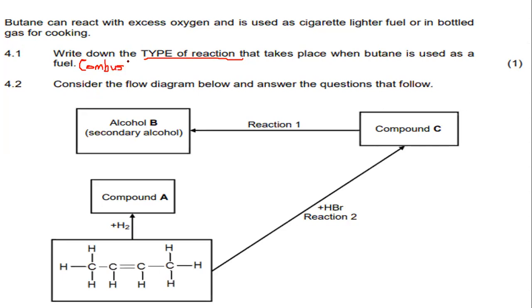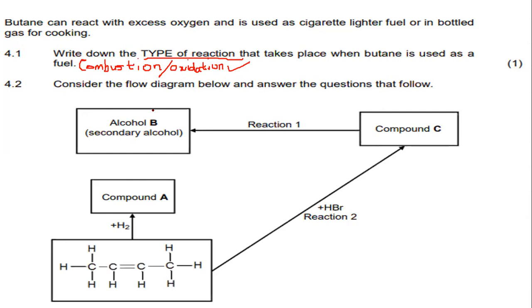Now, other learners could say, actually, if I don't want to say it is combustion, then I can say the type of reaction there is actually oxidation. Right, the type of reaction there is actually called oxidation. Right, so any of those, you are going to be awarded 1 mark.